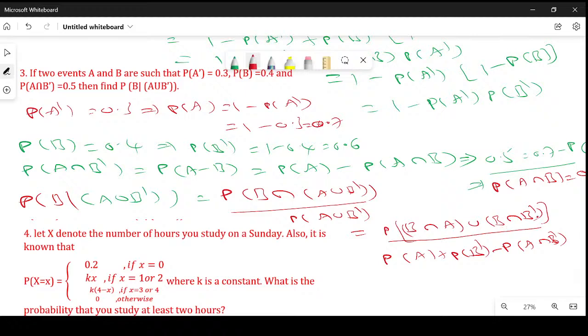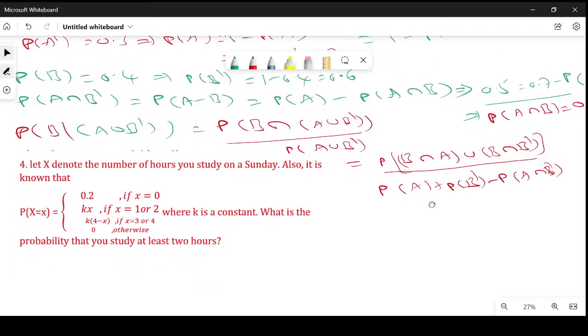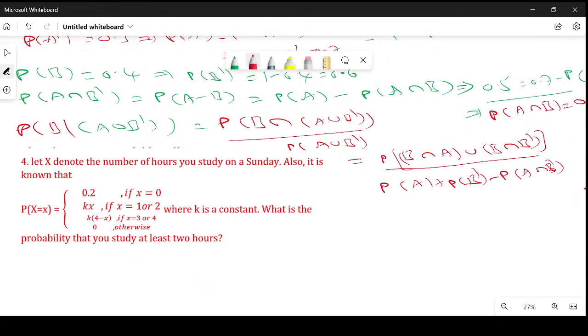Here we know that B intersection B complement will be an empty set. Since this is an empty set, this will become P of B intersection A divided by P of A, which we got 0.7, plus P of B complement 0.6, minus P of A intersection B complement, which is given as 0.5. And P of A intersection B also they are given, right?